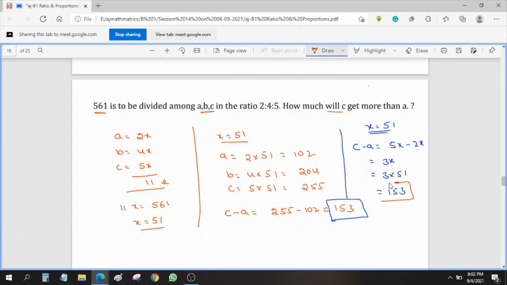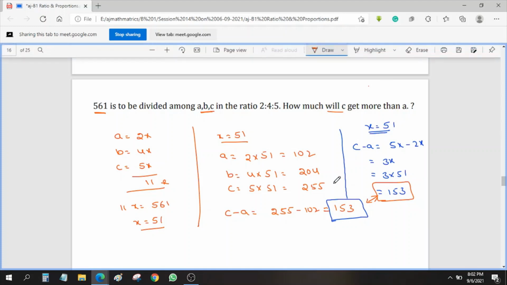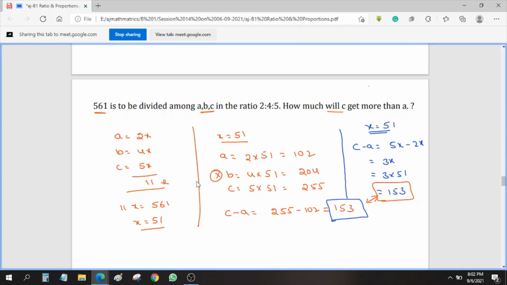You will get the same answer, 153, or not? So this is how you need to find it. Hope I am clear. These are two different ways of doing it. In the first case, your time may be wasted, 4 into 51, 201, something like this. This is obviously unnecessary to find out. Now hope I am clear with this.